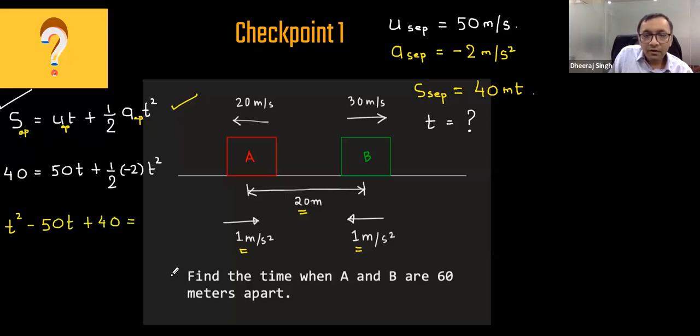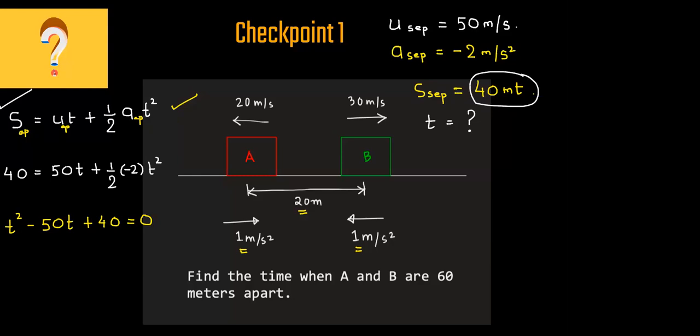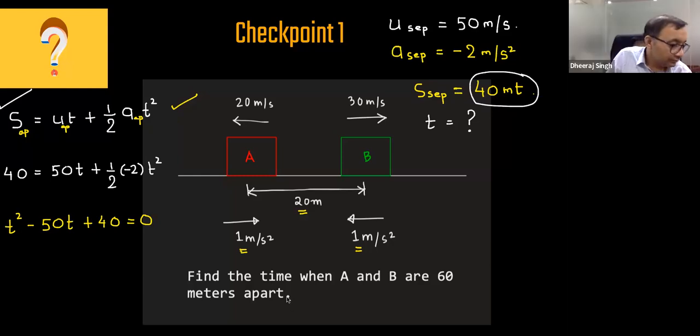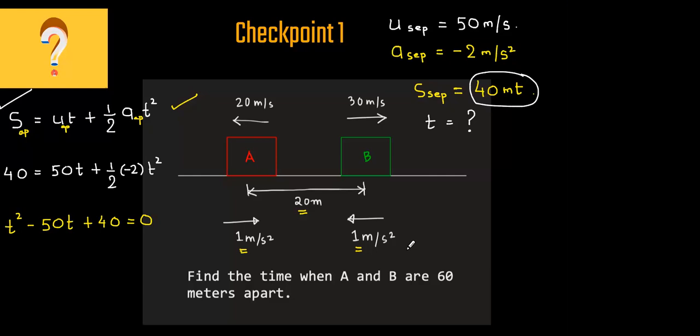One of the students is asking, how is separation 40? Can anybody explain why separation is 40? Why is it 40? So shall I unmute and explain? Yeah. So initial separation is 20 meters. So in order to get 60 meters separation, we need nothing but 60 minus 20, which is equal to 40 meters. So 40 meters more separation. Correct.